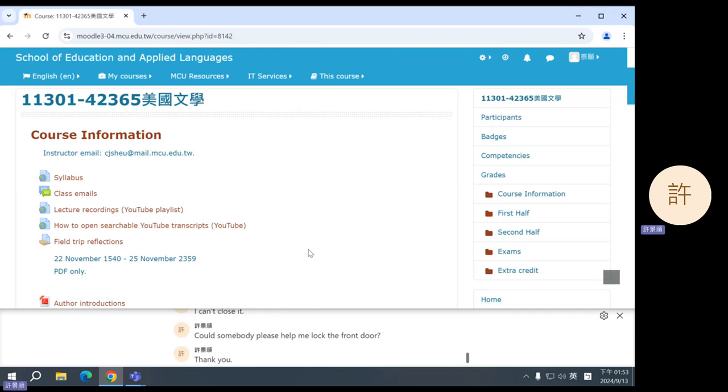Okay, so Moodle, my email, if you need to contact me. Please don't send an email just to chat. Class emails. I'll try to give you the important information every week, but if something comes up and I can't wait for class, I will send you an email using Moodle and there will be a record here.